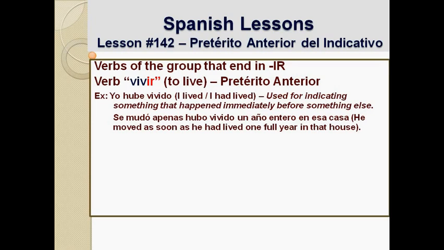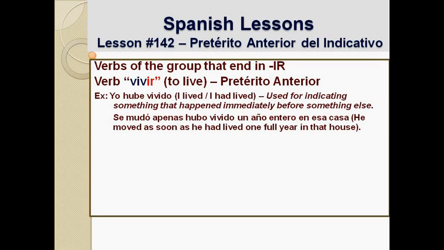You can see this in Spanish. Se mudó means he moved, right? Apenas means as soon as. And here we have the other part of the sentence. Hubo vivido un año entero en esa casa. He had lived one full year in that house, right? So, hubo vivido is the pretérito anterior for the verb vivir. So here you can see when and how the pretérito anterior is used.